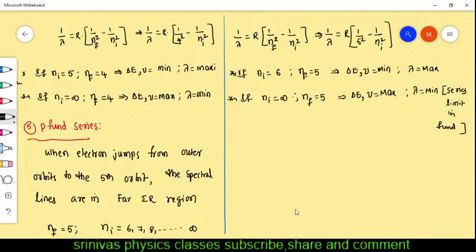Okay. Next, we will discuss one important topic. That is, what are the limitations of Bohr theory? Very important. What are the limitations? It does not explain something, right? Bohr model, and every model has some limitations.